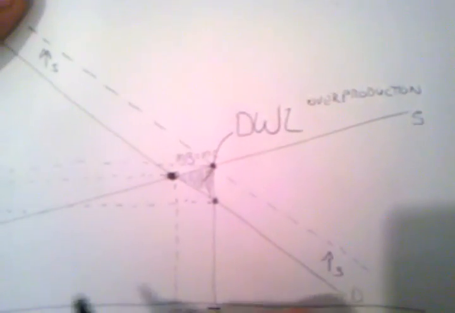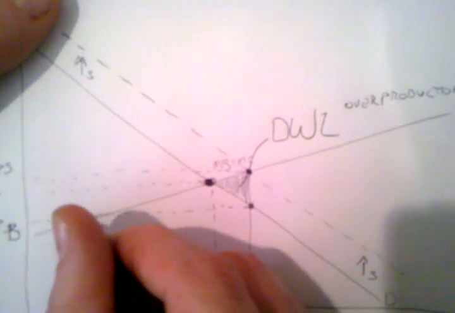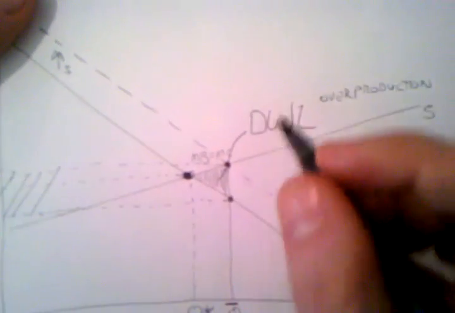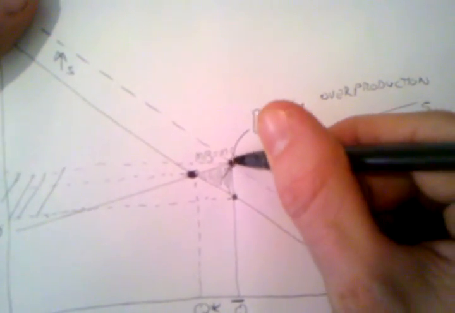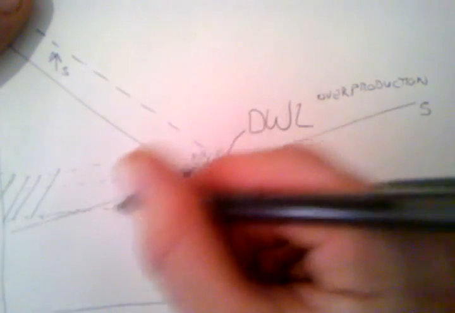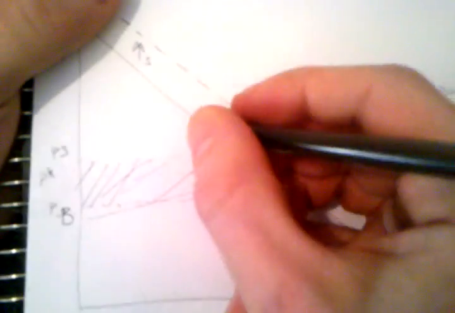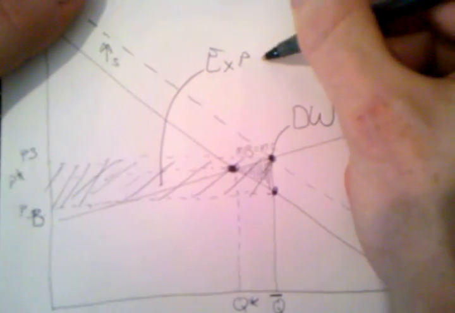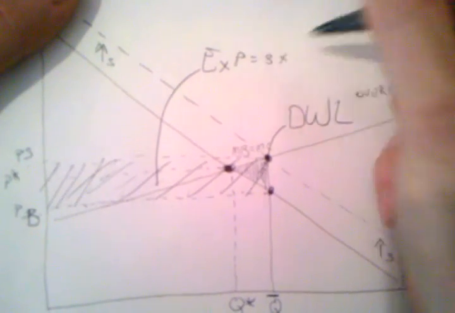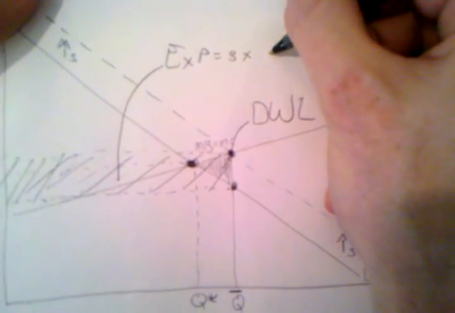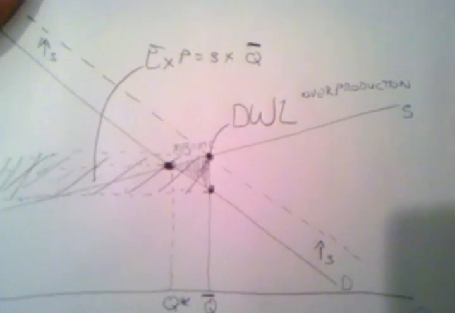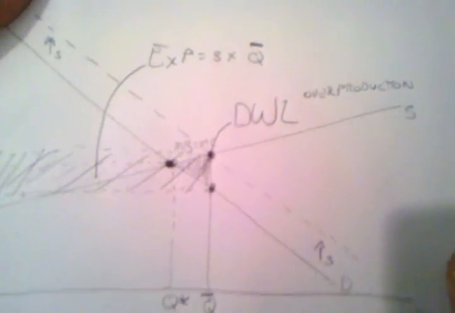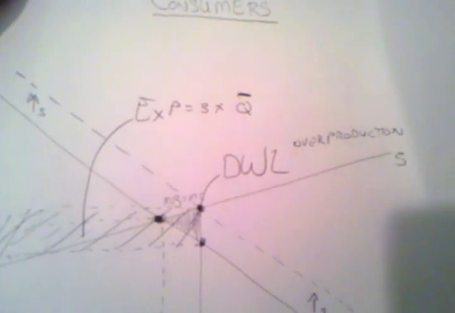And then we find what the government is spending, which is this entire area right here between this subsidy from here to here. We find this expenditure by multiplying small s times the new quantity, which was Q hat. And that is how we figure out how much the subsidy is for the consumers.